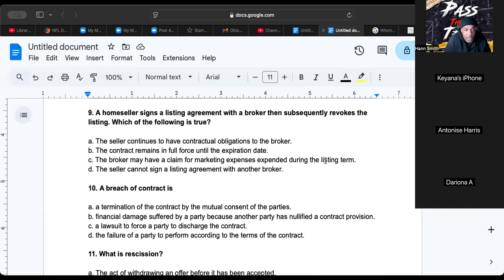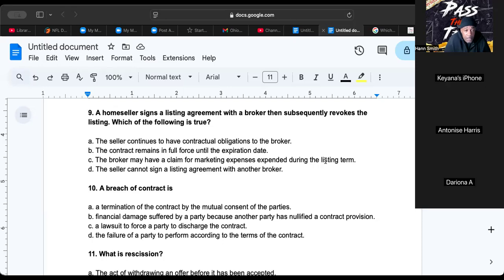A home seller signs a listing agreement, which is a service agreement, with a broker, then subsequently revokes the listing. Which of the following is true? Again, a seller signs a listing agreement with a broker, then subsequently revokes the listing. Take it away. She doesn't want to sell it anymore. Which of the following is true?